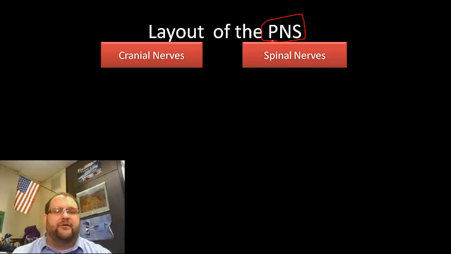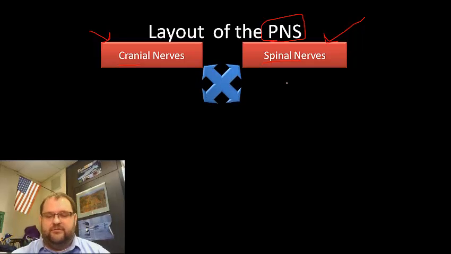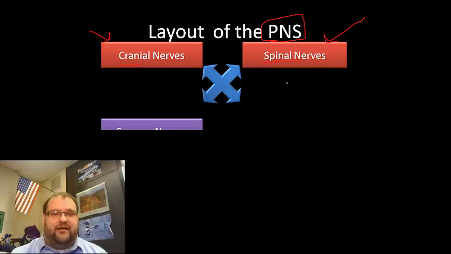You have two types of nerves in the peripheral nervous system. You have cranial nerves, and they come off your brain. And you have spinal nerves, and they come off your spine. That makes sense. Cranial's in your head, spinal's off your spine. These nerves are broken down into two major types, and your cranial nerves and your spinal nerves can be either of these types.